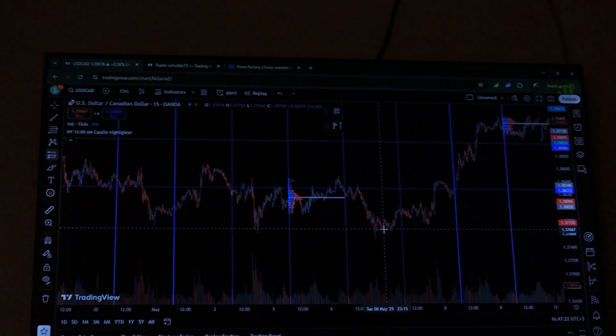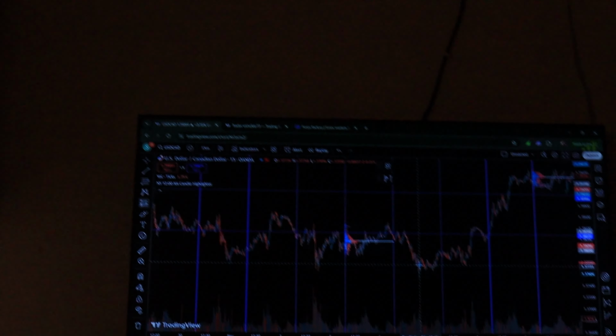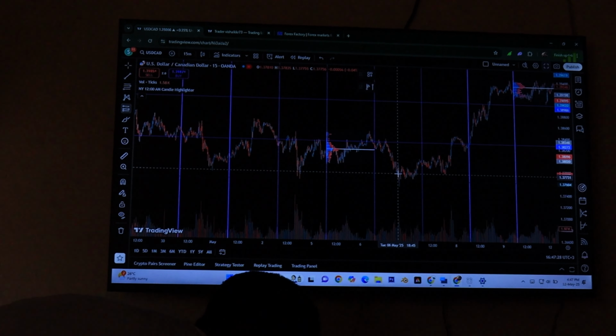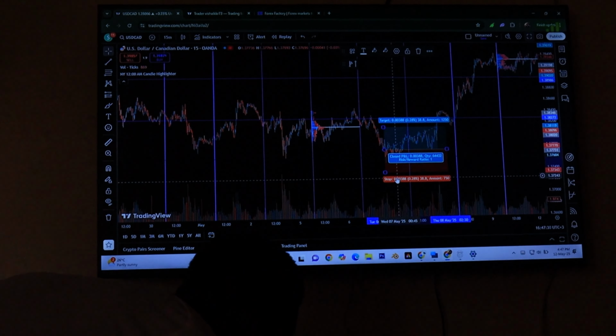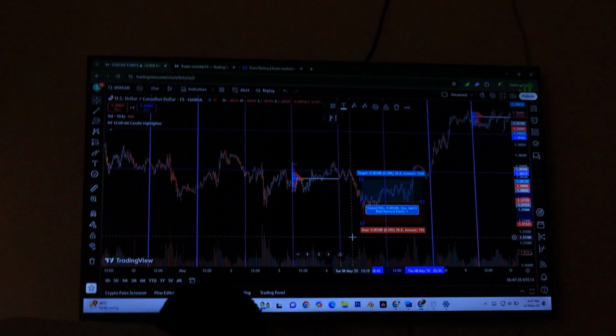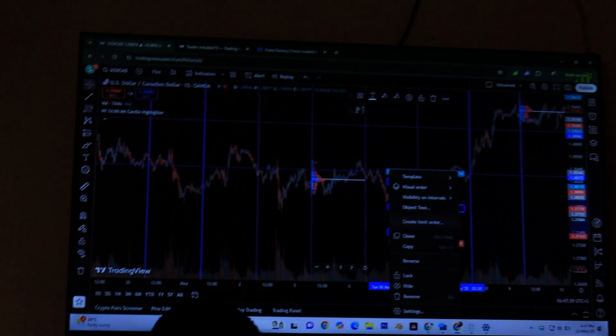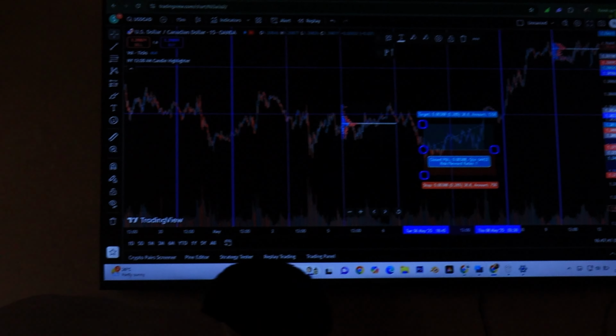And you can start. So personally, I'd be waiting for this zone. So this would have been my entry point. My stop loss would be at the end of this week.